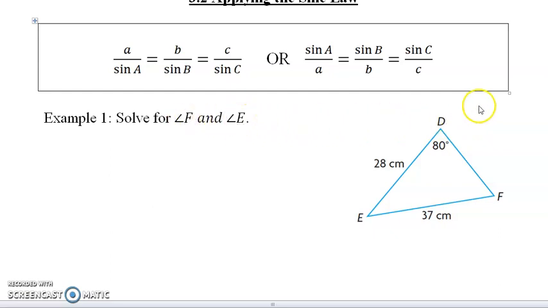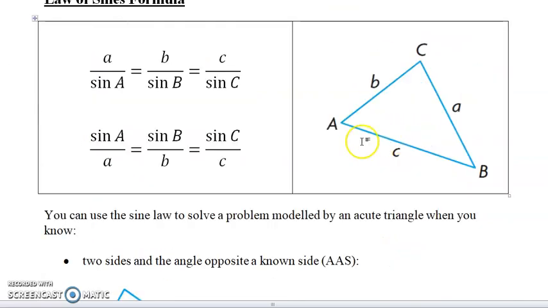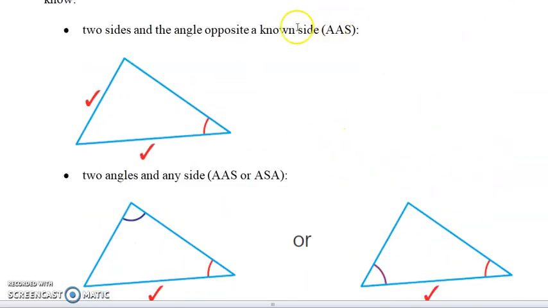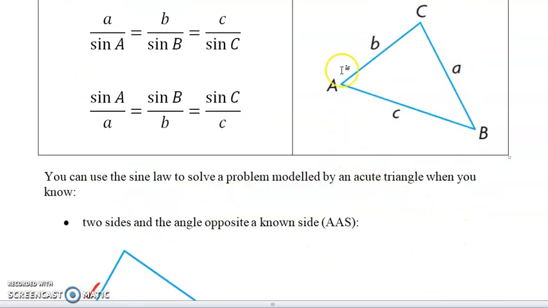All right. So again, in order to use the sine law, let's go back and make sure we have a scenario. So remember, the sine law means that we need to have two sides and the angle opposite a known side. And we need to have two angles and any side. So two angles and one of the adjacent sides, or two angles and a side in between. This is when you're going to use the sine law.